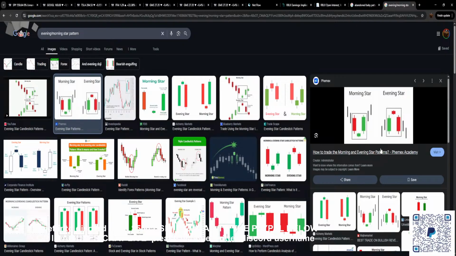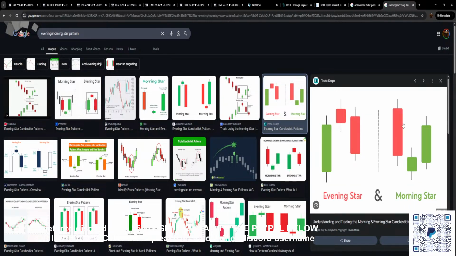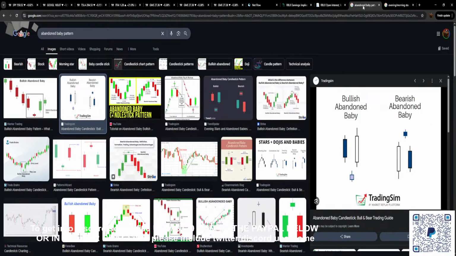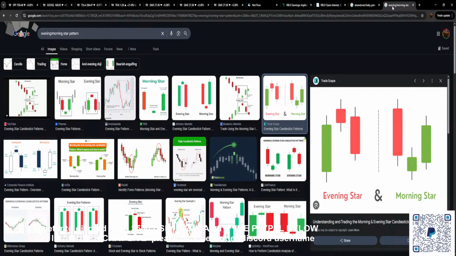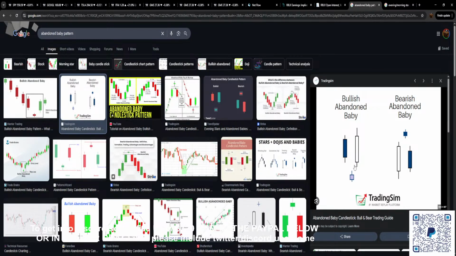So I'm going to flip between these two screens, and I'll ask the chat box, can you guys spot the difference between these patterns? The evening and morning star versus the abandoned baby. Evening, morning star. Abandoned baby. Does anybody see the difference between those two candles? Oh, very good, Zmaz. Very good, Zmaz.